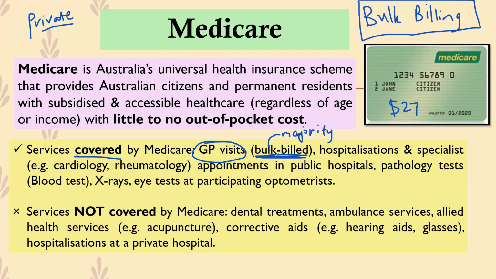Hospitalizations and specialist appointments in public hospitals. So let's say you've got a heart issue. Let's say you are obese and you've got to see a dietitian. Let's say you've got some other developmental issue. If you're going to go to a public hospital, so let's say Sunshine Hospital, Sunshine Hospital is one example of a public hospital.